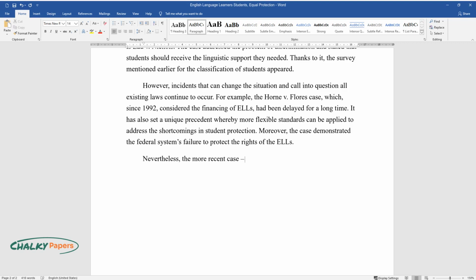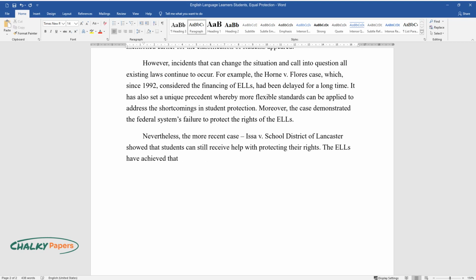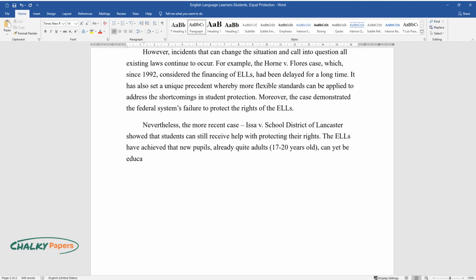Nevertheless, the more recent case, Issa v. School District of Lancaster showed that students can still receive help with protecting their rights. The ELLs have achieved that new pupils, already quite adults, 17 to 20 years old, can yet be educated in a regular school with the support of state programs.